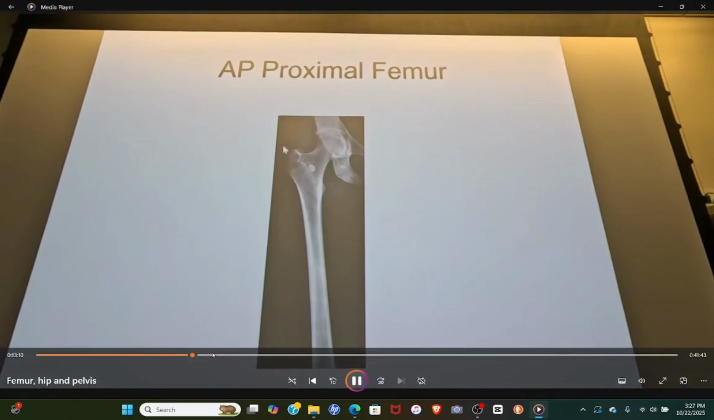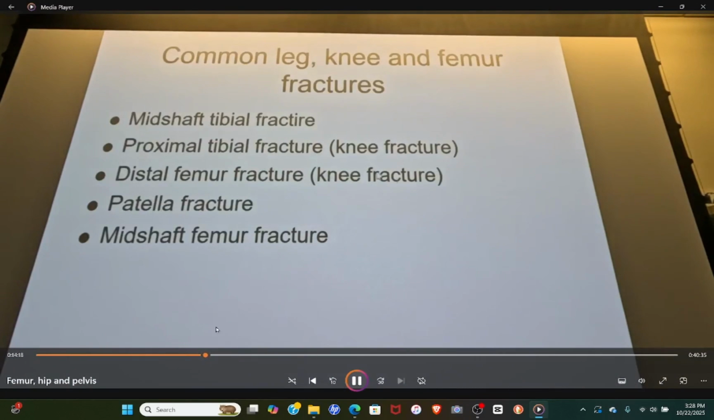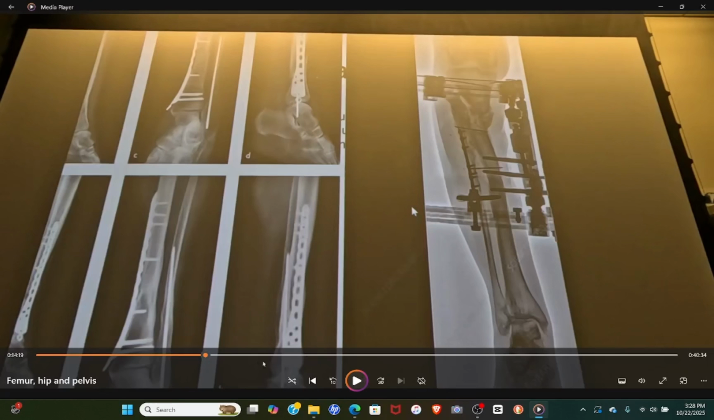So that's percutaneous pinning versus a full-on hip nail. Common fractures: we may have midshaft fractures, femoral fractures that are midshaft, proximal tibial fractures, which is what we're seeing here. Tib-fib fractures, distal end. Remember, most of your ankle fractures are actually distal tib-fib fractures, and they may have a malleolus broken off, maybe a bimalleolar fracture.